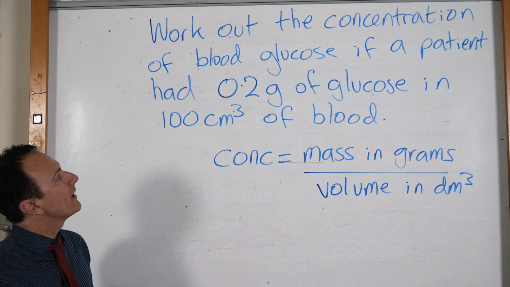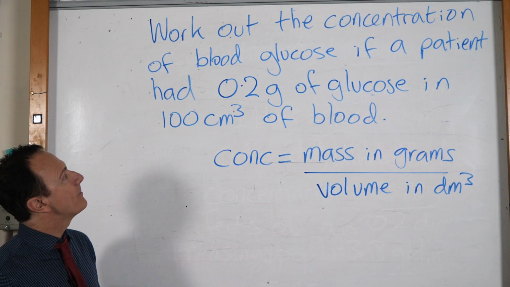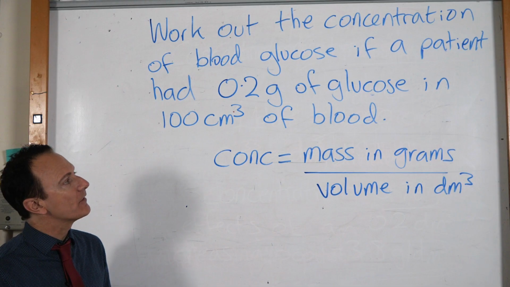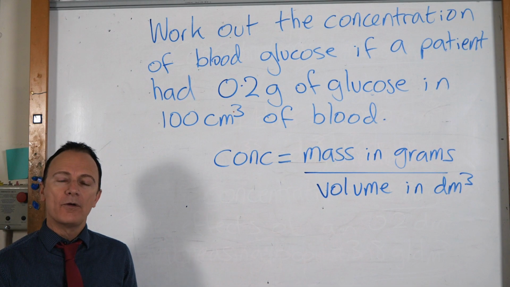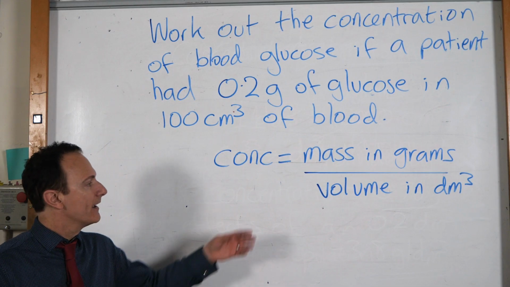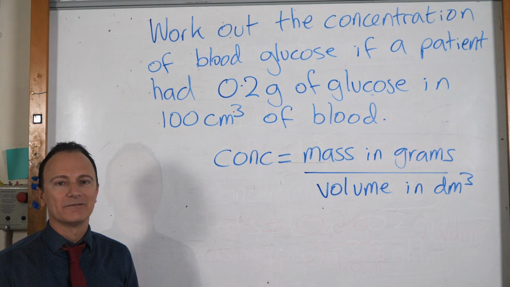Here's a question for you to try yourself. Work out the concentration of blood glucose if a patient had 0.2 grams of glucose in 100 centimeters cubed of blood. So pause the video, have a go yourself. Here's the equation to get you started.